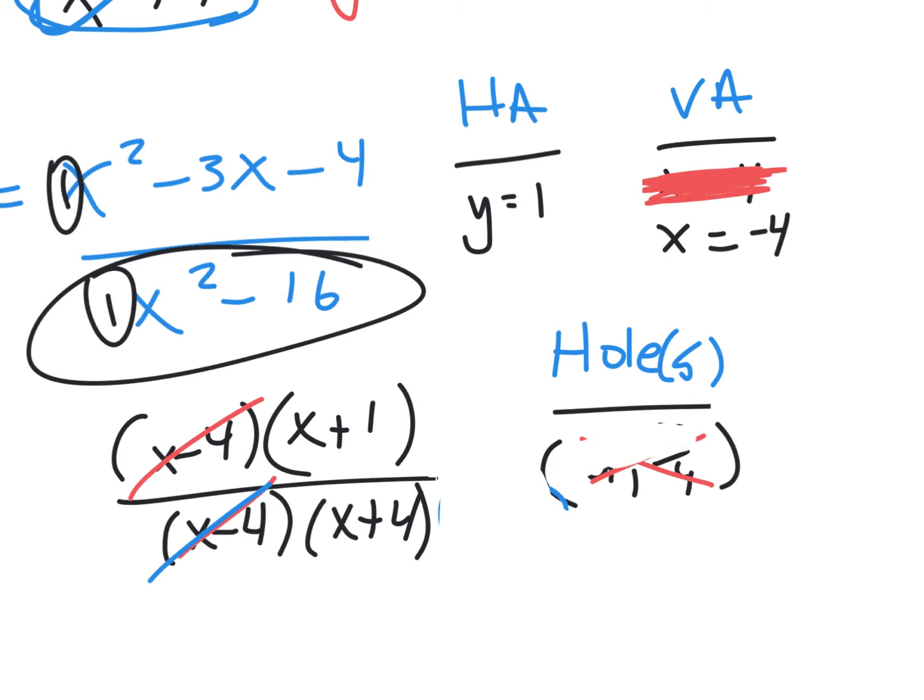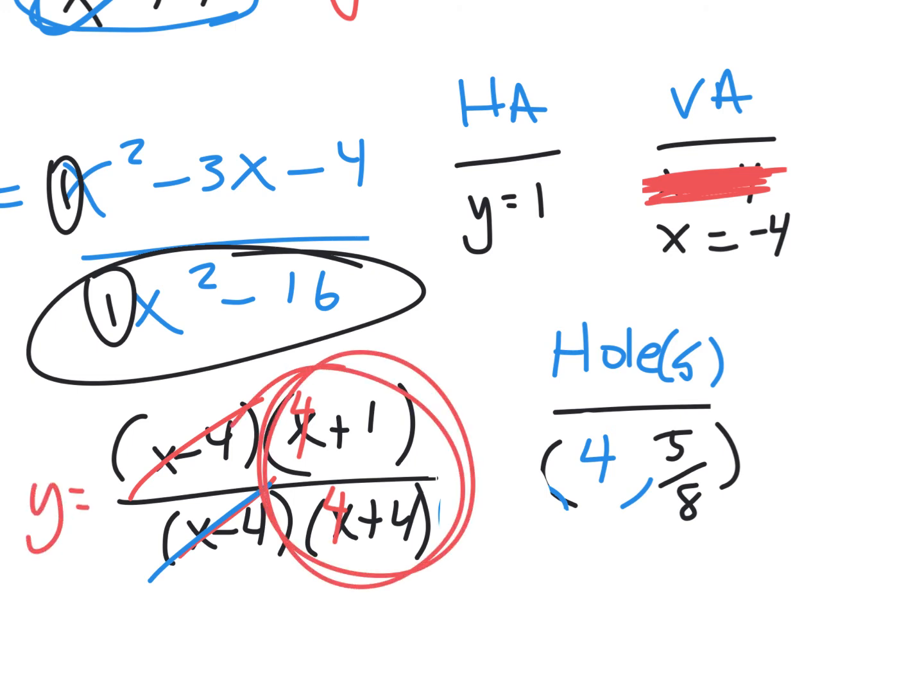So that should have been the easy part. But how many of you think you got the right second part? 4 comma something. Kate, what do you guys think? I got 4 comma 5/8. 5/8. Raise your hand if you had 5/8. That's almost everybody. And the way you get it is you put the 4 here and here. And your y equals that, 5/8.